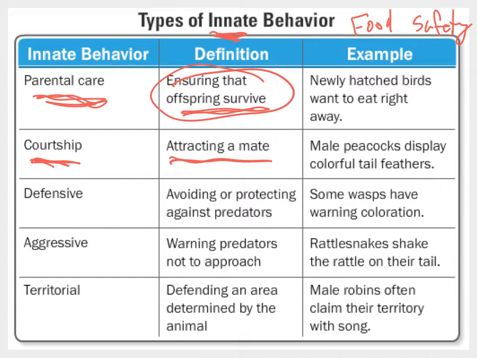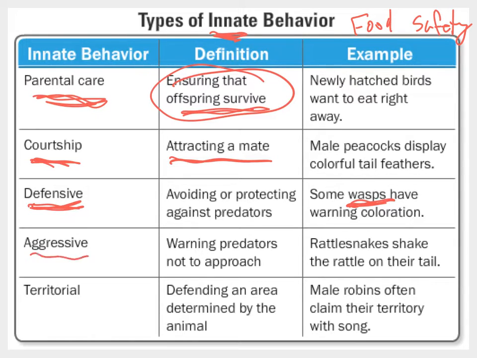Then we get into our more safety ones. The first are the defensive behaviors, and these are things to avoid or protect you against predators. Things that we'll see here include warning coloration. We see it in wasps, and we'll see it in fish, where an animal will flash a bright color, and that lets you know, hey, this isn't something I want to mess with.